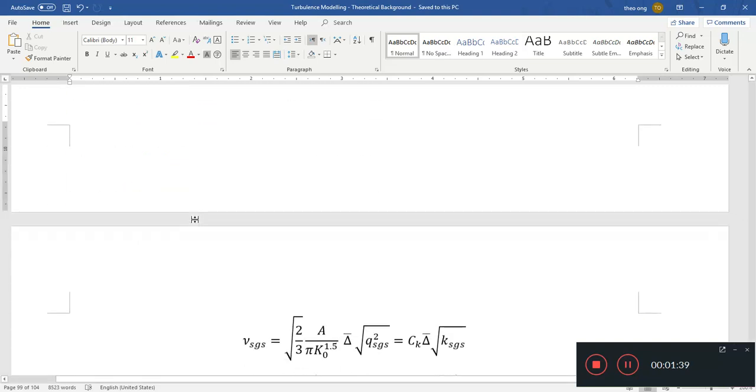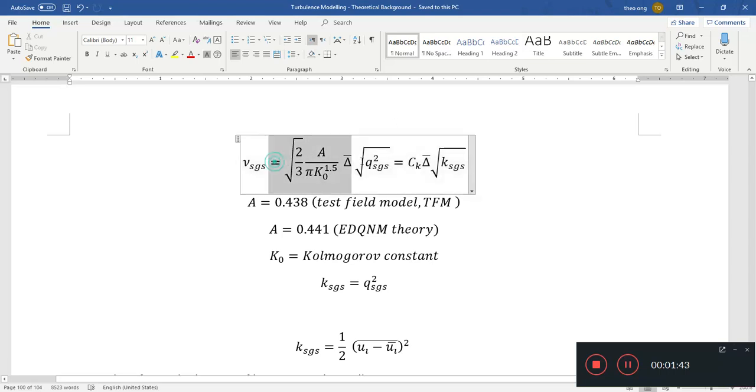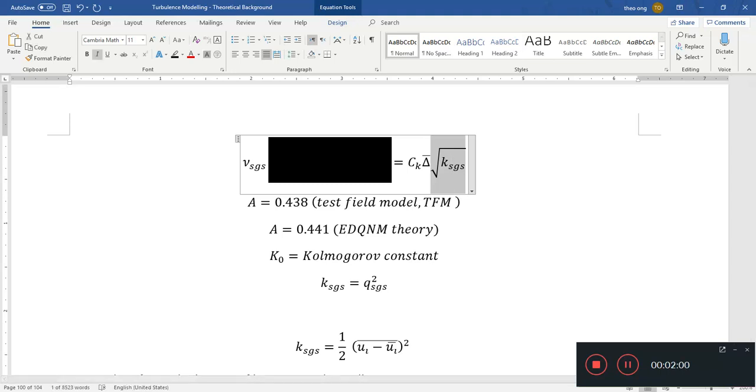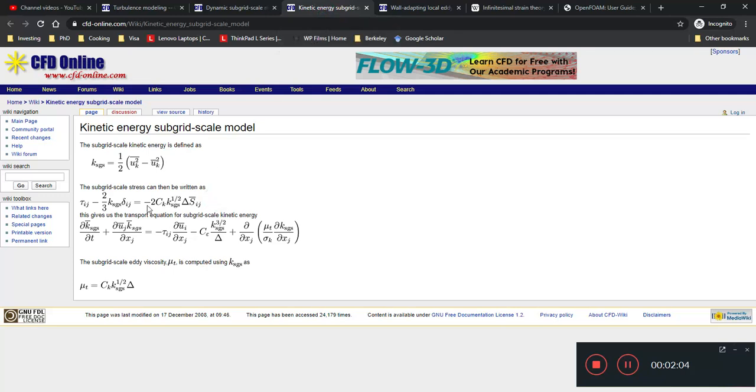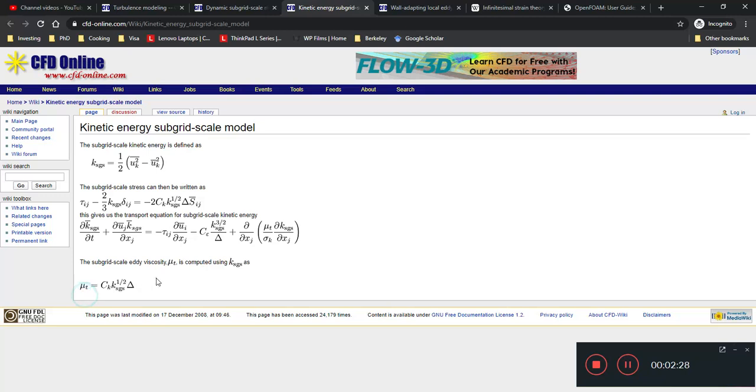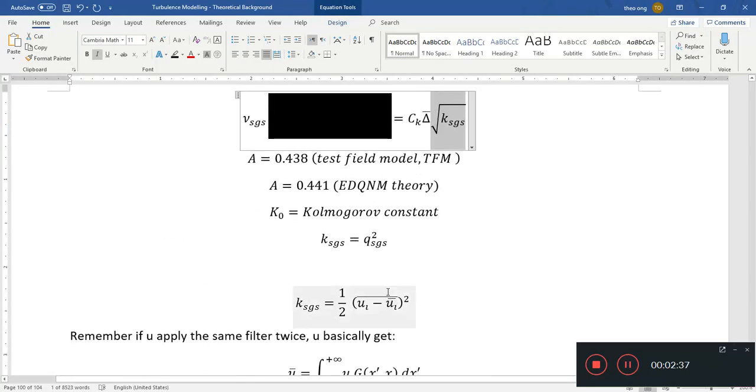What the equation looks like is as follows. You just ignore this part first. I will just cover this part up. So nu SGS equals some constant times some filter width times the square root of KSGS. If you look at CFD online, you would have something like this over here, where the dynamic viscosity is equal to CK, KSGS to the half, and some filter width. That's what it's modeled as. Sometimes you find it in mu t, which is the dynamic viscosity, but most of the time you find the expressions in nu.